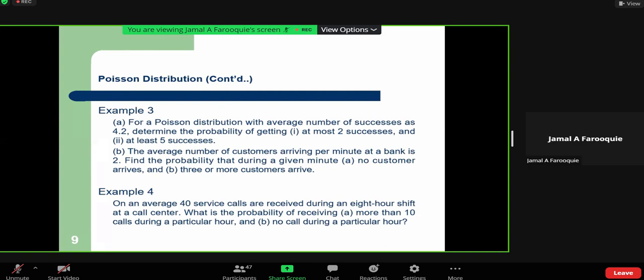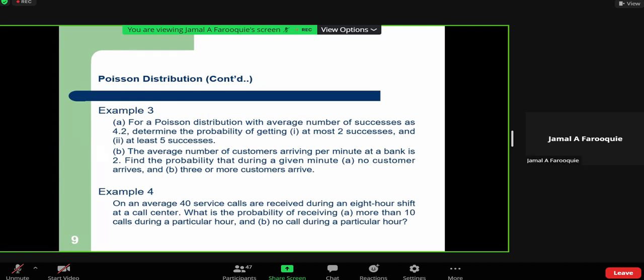Yes, anyone else? What is r and x? What is x and what is lambda? First part A, Example 4, part A. So 40 calls are for 8 hours, right? If you are going to do it per hour, we should divide by 8. Lambda is 5. Lambda is 5 calls per hour.